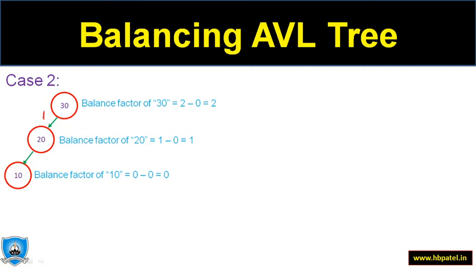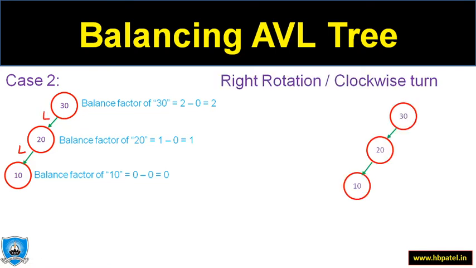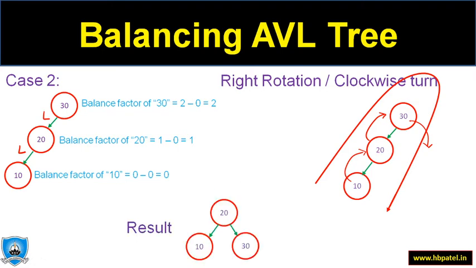Because now we are going 2 times left, in this case we'll make a right turn, or clockwise turn. So this 30 will go down, the 20 will become the new root, and 10 will be replacing this 20. So now you can see 20 is my new root, 10 is left, and 30 is right.